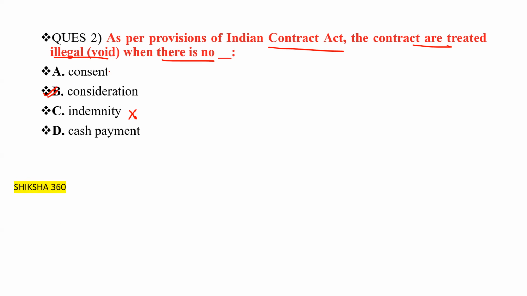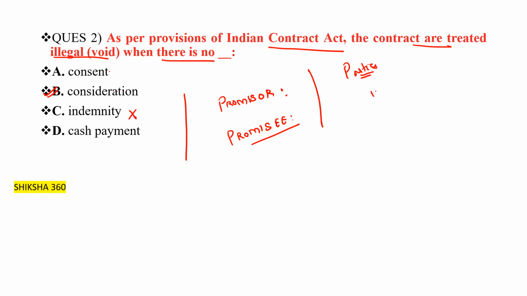There are some parties in the contract. Can anyone tell who is the promisor and who is the promisee in the contract? Please tell fast if anyone knows. These are the parties in the contract. The promisor is the person who makes the proposal.